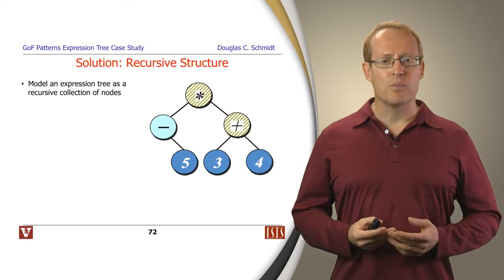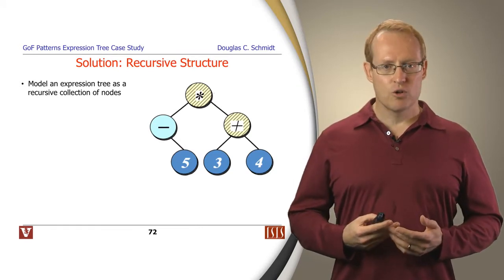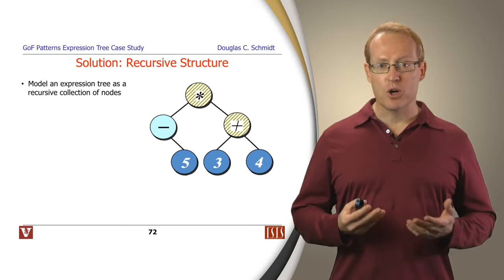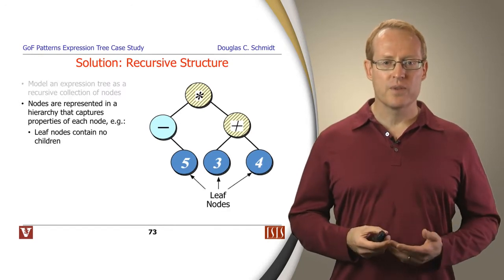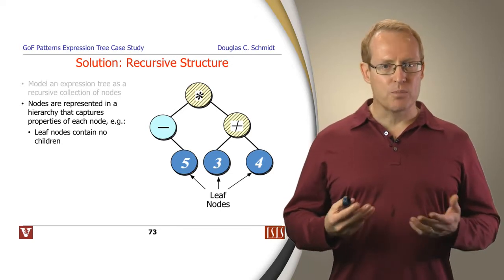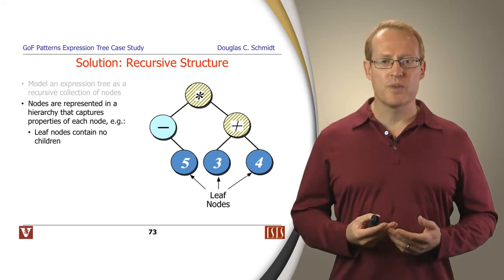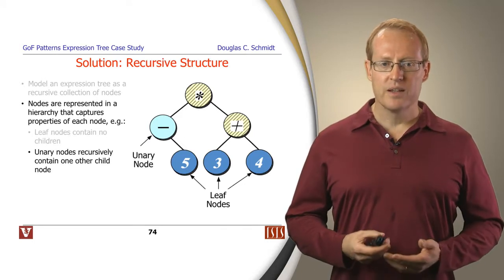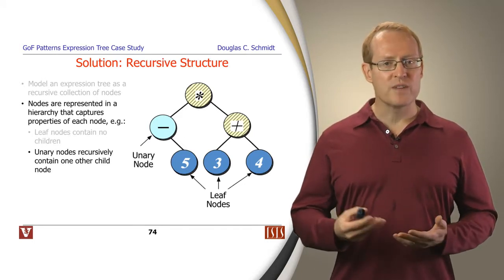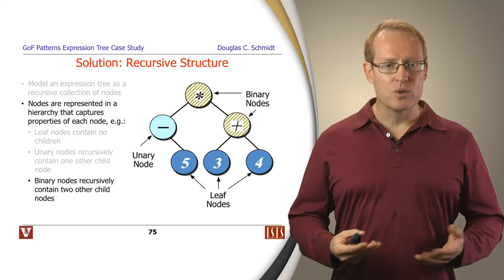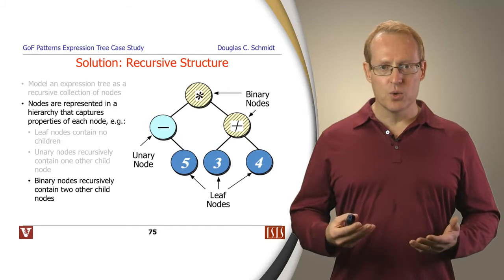The solution we're going to apply here is one based on recursive structure. We're going to model an expression tree as a recursive collection of nodes. These nodes will be represented as a hierarchy that captures the properties of each of the different types of nodes. For example, the leaf nodes will contain no children. The unary nodes will recursively contain one other child node, and the binary nodes will recursively contain 2 other child nodes.